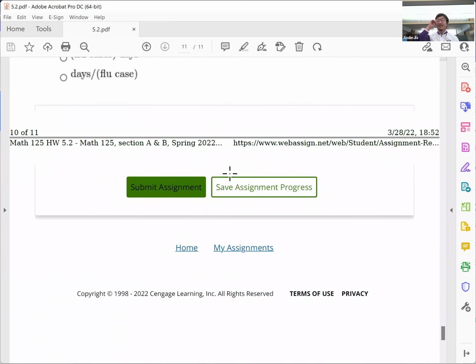Yep, I think that will be all for section 5.2, the definite integrals.